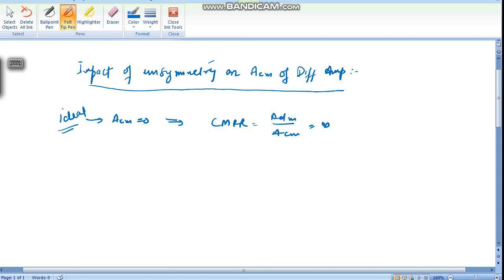Now, because of non-idealities or unsymmetry in the differential amplifier, this ACM is not equal to 0. If ACM is 0, the common mode rejection ratio is infinity. It means whatever noise comes which is common to both inputs is fully rejected and will not pass to the output. Okay, now we consider two cases.